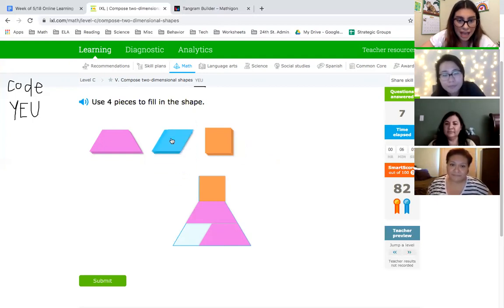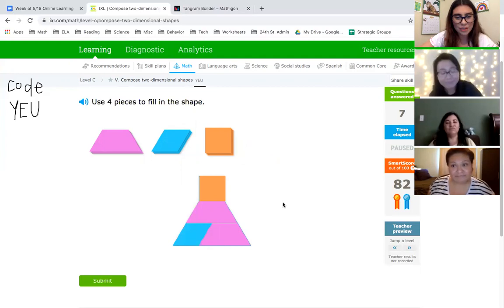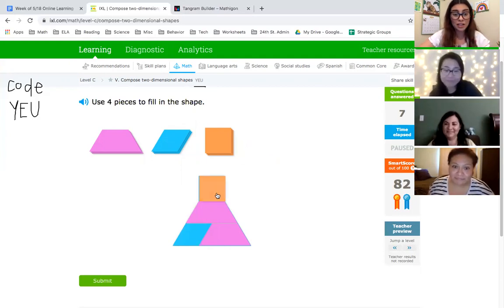So I'm gonna choose the last one. Let's try to see if we can use this rhombus to fit inside of this space. Ooh, and it fits perfectly. And we used 4 shapes, a triangle, 2 trapezoids, and 1 rhombus or parallelogram.